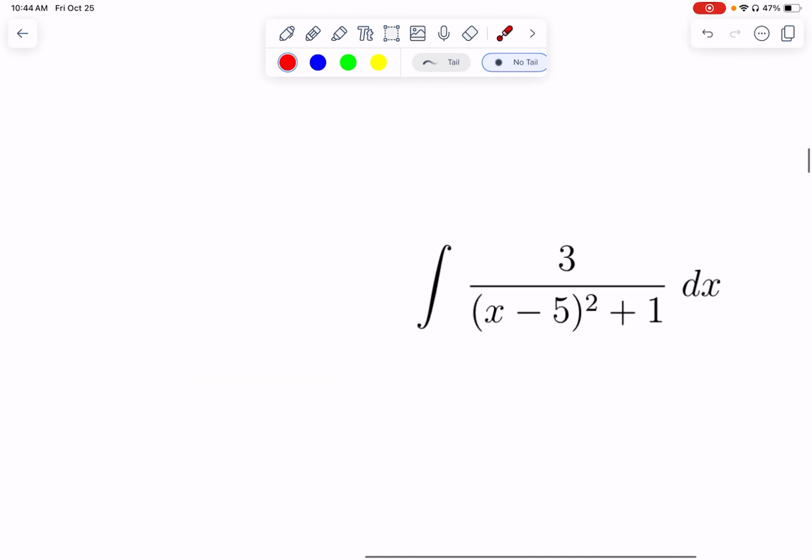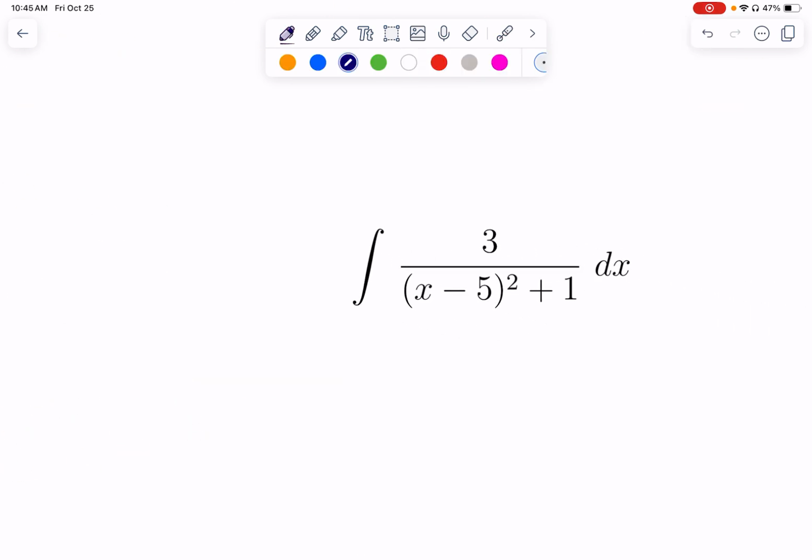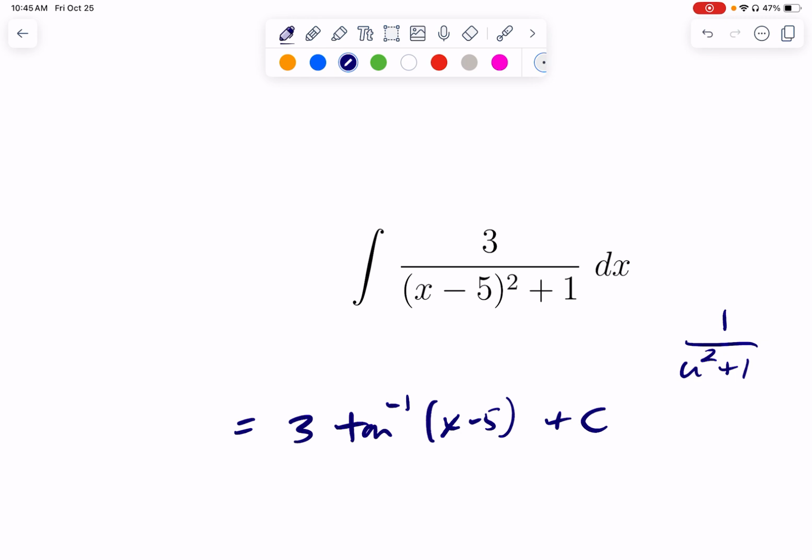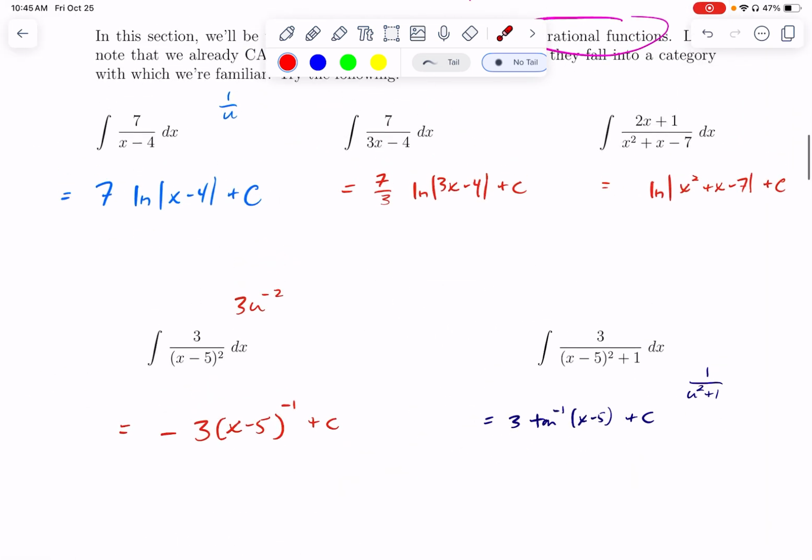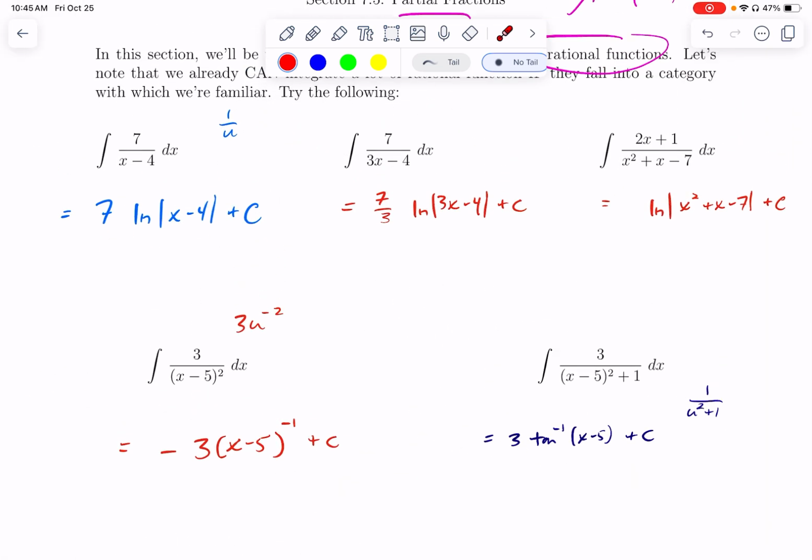And then over here, this one might be harder to recognize, but lurking within this is 1 over u squared plus 1. So what we actually have here is 3 times inverse tangent of x minus 5 plus c. If we did the derivative of inverse tangent, we'd have 1 over this thing squared plus 1 times, again, 1 from the chain rule, but we can get away with not writing that down. So here are a bunch of rational functions that you do know how to integrate.